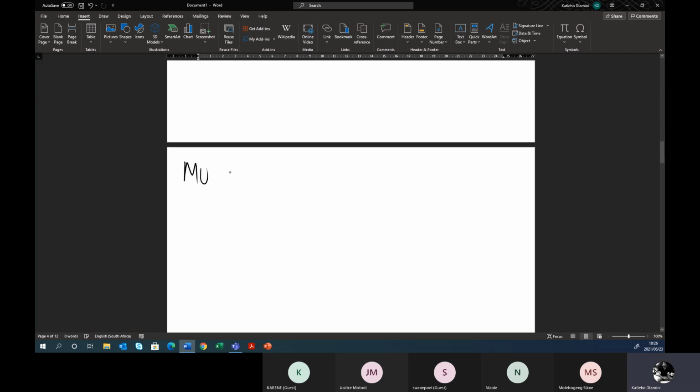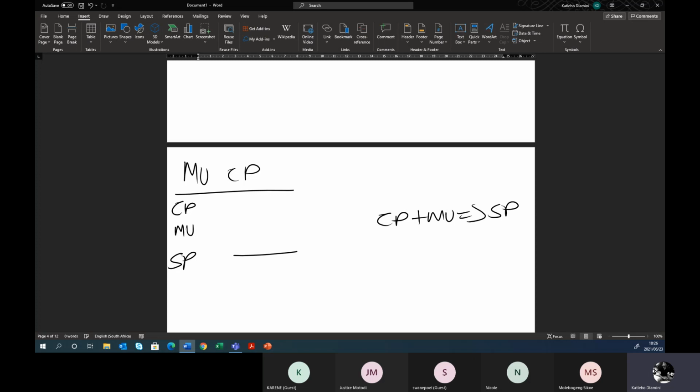If you have your markup on cost price, you have the following. Every time you're dealing with markup, you can draw this table for yourself. These are going to be the percentage representations of your amount. So you have your cost price, your markup, and your selling price. You have cost price that you add a markup to, and you get a selling price. These two, when you add them, must equal your selling price.